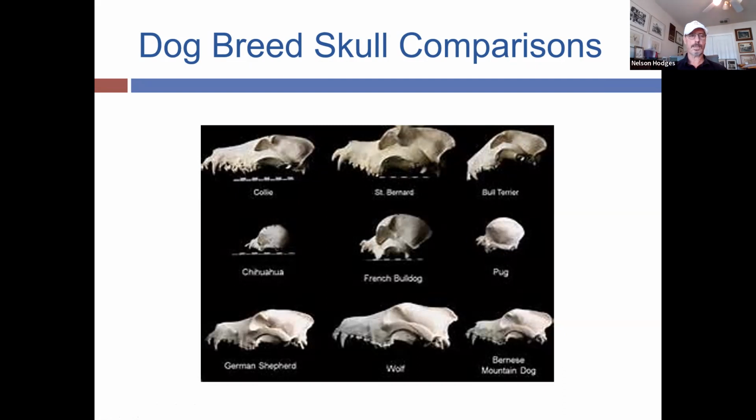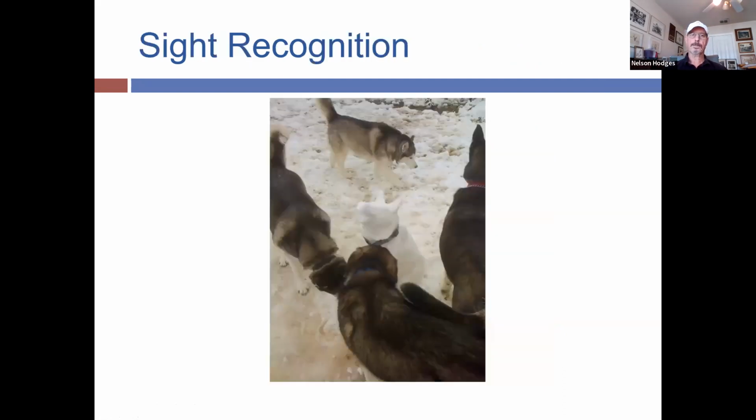So humans and the time on their hands. Going back to sight recognition, so vision. I mentioned that vision is for profile and silhouette as well as movement.